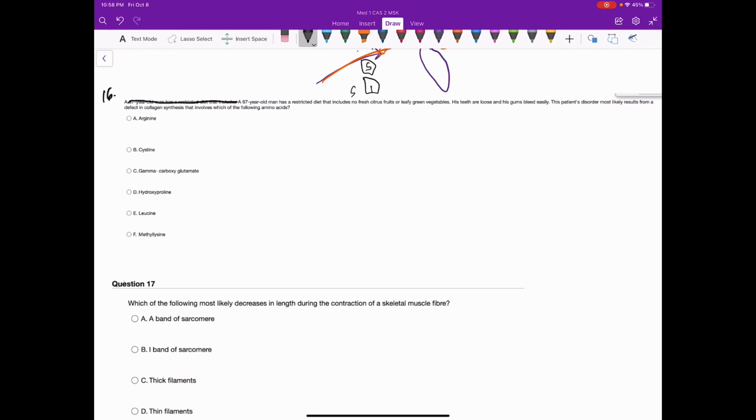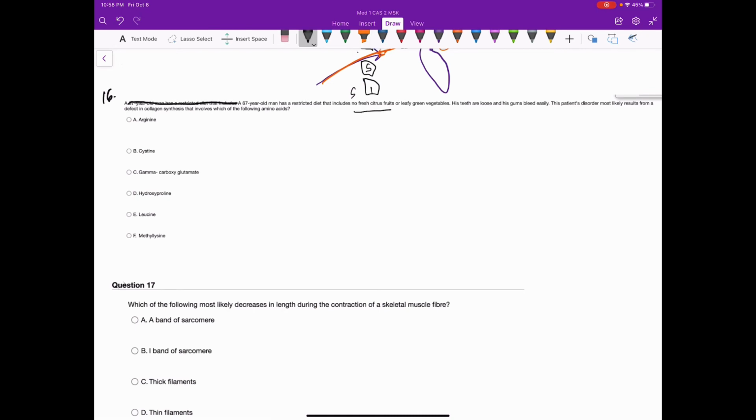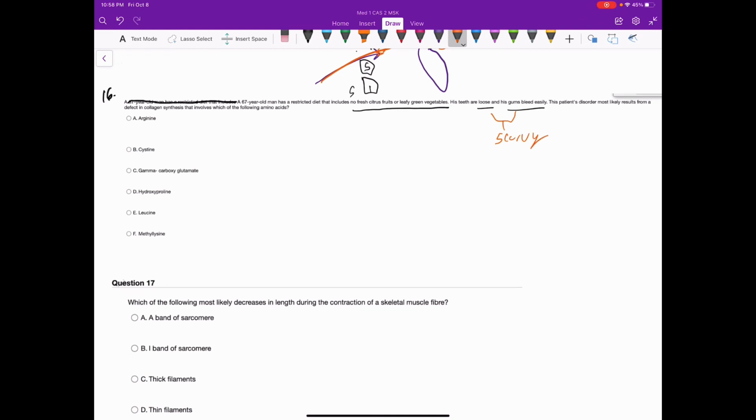A 67-year-old man has a restricted diet that includes no fresh citrus, fruits, or leafy green vegetables. His teeth are loose and his gums bleed easily. Okay, so loose teeth, gums bleed easily. You should already know what this is going to be. You should know that this disorder is called scurvy. The patient's disorder most likely results from a defect in collagen synthesis. Okay, we know scurvy is collagen synthesis. That involves which of the following amino acids?